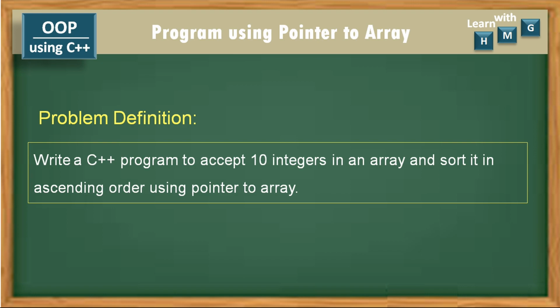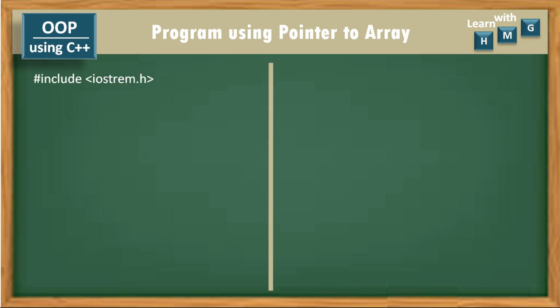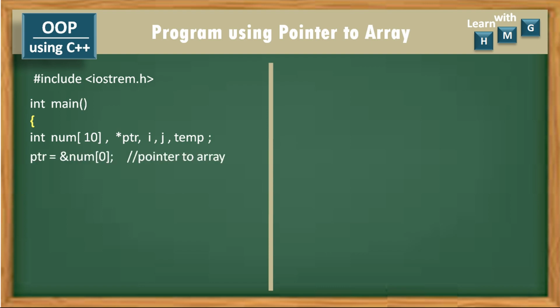So let us write a C++ program using pointer to array. Start the main function, declare the array. To solve this problem I will require the array num of size 10 elements. One pointer is required which is declared as int *ptr, then i and j, these two variables as the index variables for setting two loops for the nested loop, and a temp variable for swapping the elements to arrange them in sorted order. First of all I will initialize my pointer with the help of the address of the first element, that is ptr = &num[0]. Here I am setting the pointer to array.